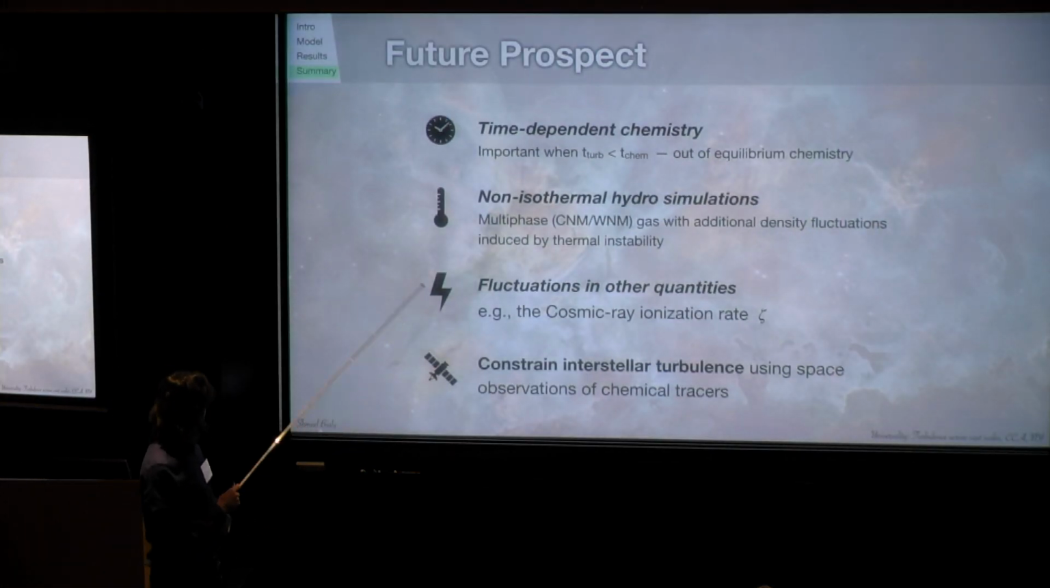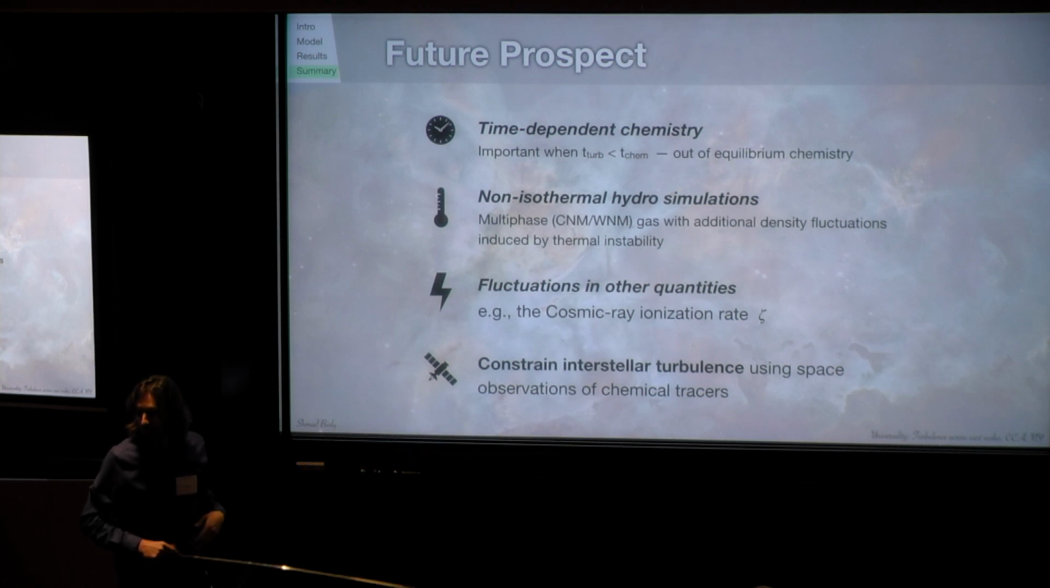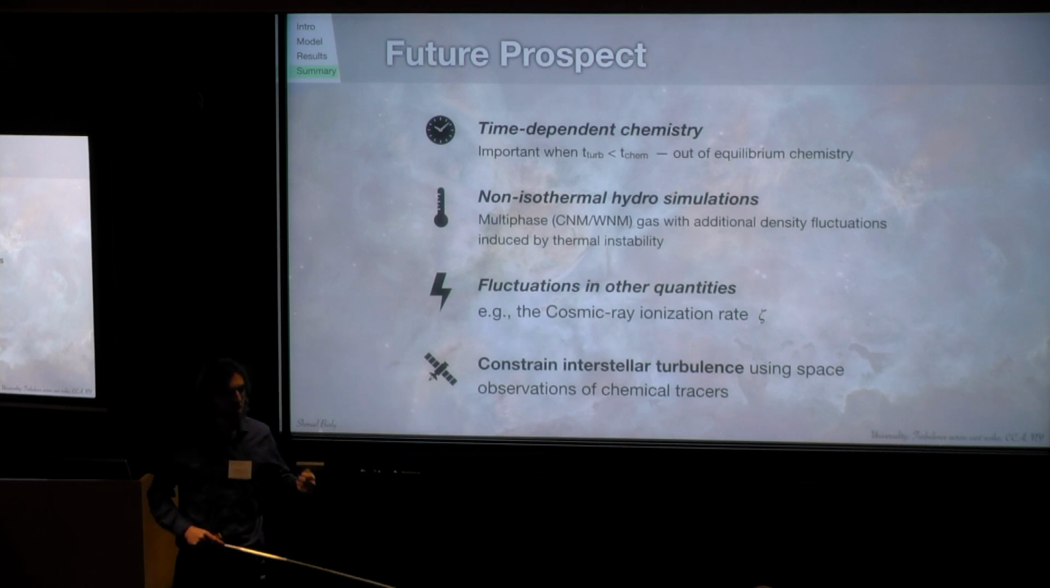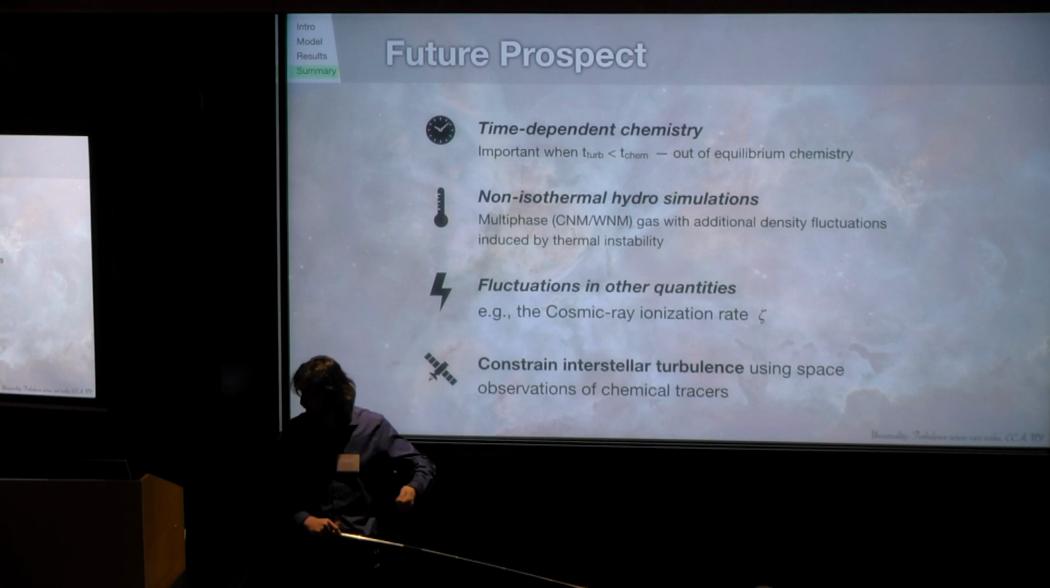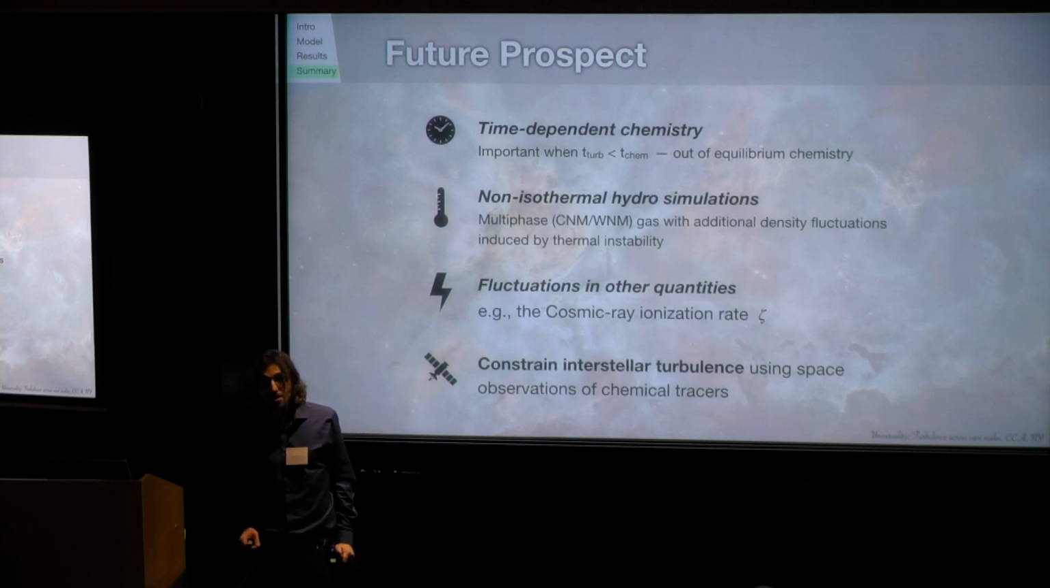Once we do all this, once all is checked, we can go to the last step and use this method of chemical abundances to constrain turbulence properties and the driving of turbulence in the interstellar medium.